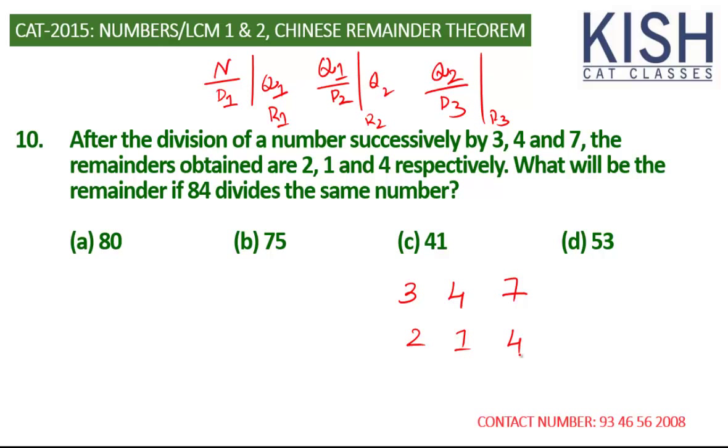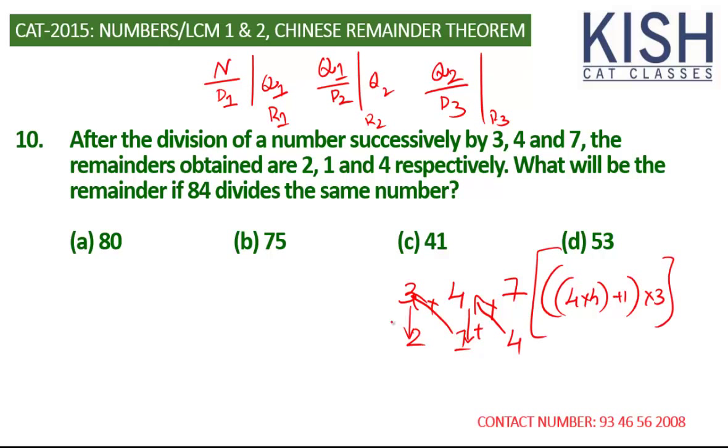Now the first number that we can find quite easily, that is 4 into 4 plus 1, and the whole thing is again multiplied into 3, plus 2. So 4 into 4 is 16 plus 1, 17, 17 into 3, 51, 51 plus 2, 53. 53 is the first number.